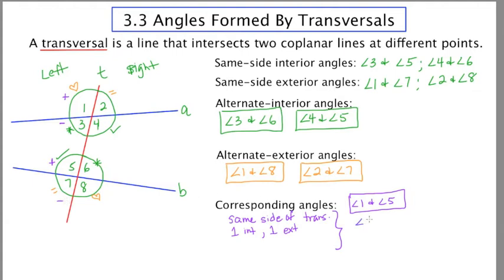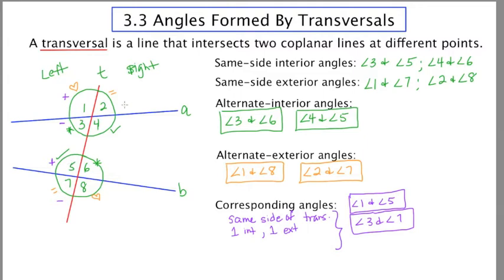So angle 3 corresponds with angle 7. Another thing that might help you: in this cluster here, angle 3 was in the lower left. In this cluster here, angle 7 was the lower left. They're in the same regions of their respective clusters. If we go back and look at the first answer we put, 1 and 5, angle 1 is in the upper left corner of the upper cluster, and angle 5 is in the upper left corner of the lower cluster.